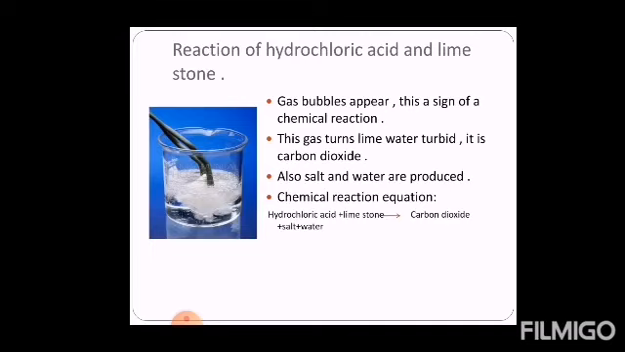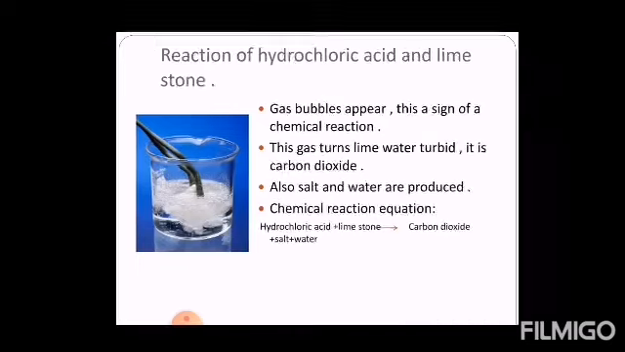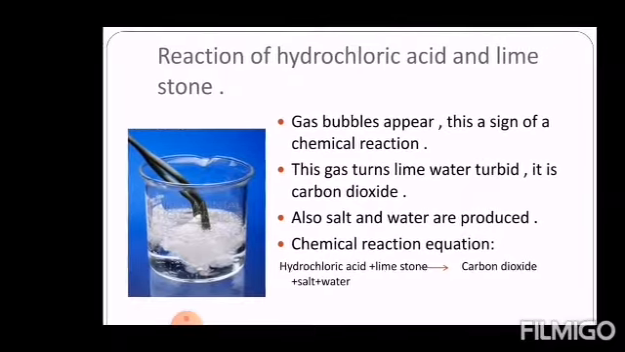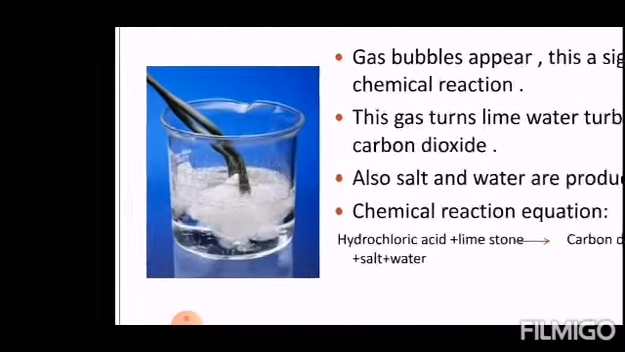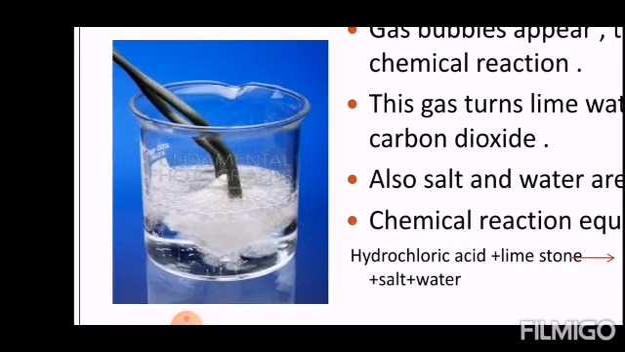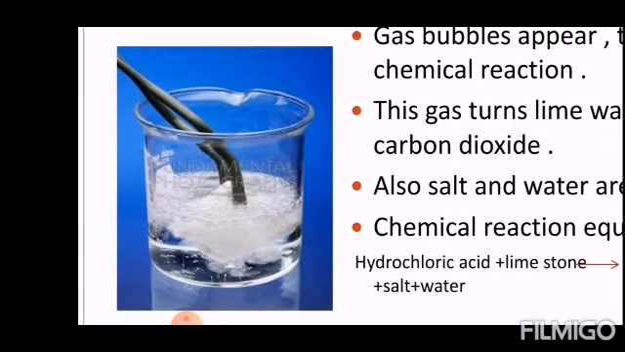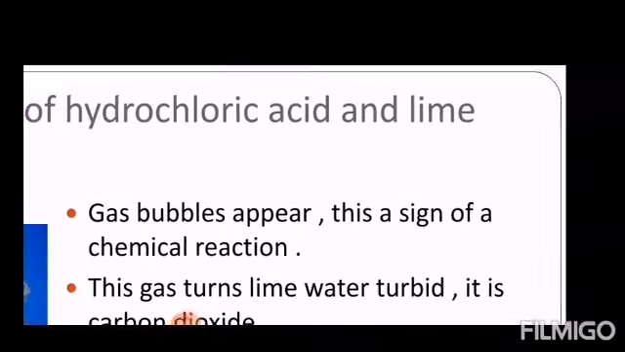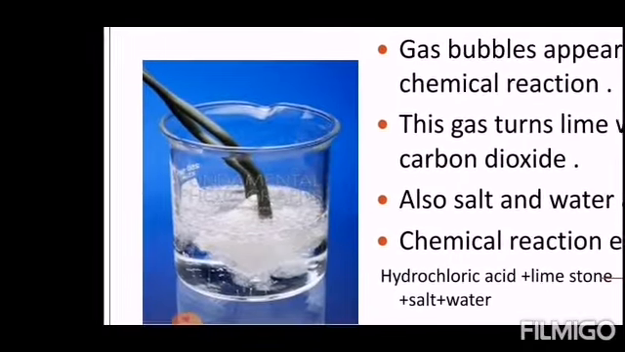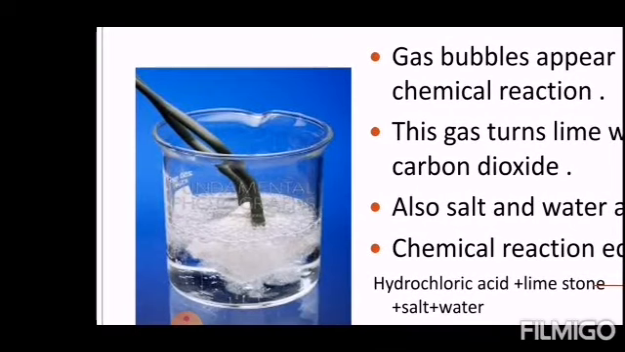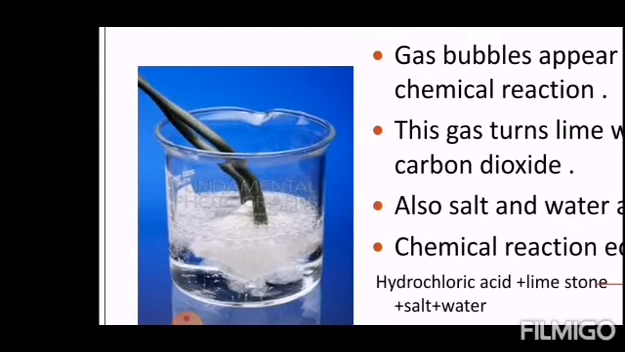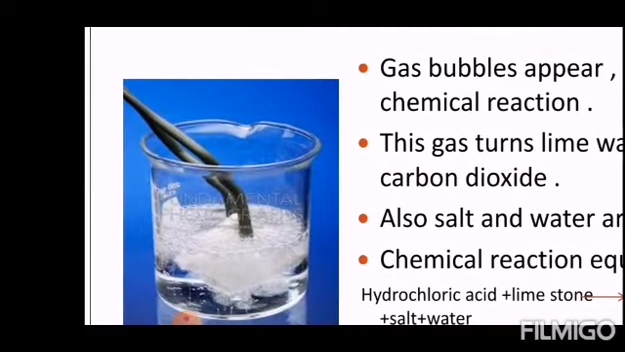I'm going to give you another example of chemical reactions, which is the reaction of hydrochloric acid and limestone. When we add hydrochloric acid and limestone together, we will observe the release of gas bubbles. So this is a sign that a chemical reaction takes place between hydrochloric acid and limestone. So hydrochloric acid and limestone react together. The product is gas, because gas bubbles appear. This gas is carbon dioxide.